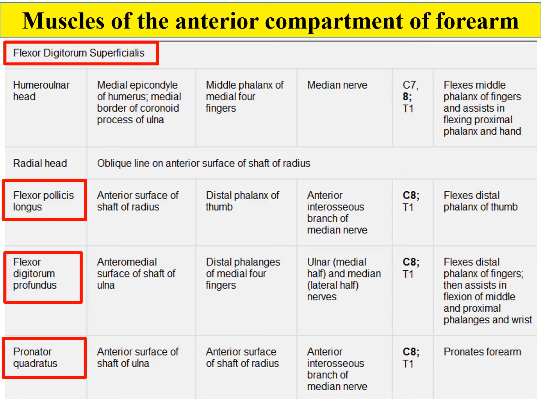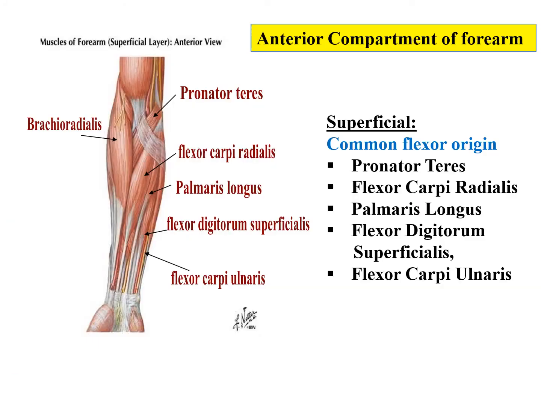So these are all the muscles. Now we will go one by one. We have talked again and again about the medial epicondyle of the humerus giving origin to many muscles. That is known as the common flexor origin. Common flexor origin means the medial epicondyle of the humerus. So pronator teres, flexor carpi radialis, palmaris longus, flexor digitorum superficialis, and then flexor carpi ulnaris: all these muscles have the same origin, known as the common flexor origin, from the medial epicondyle of the humerus.